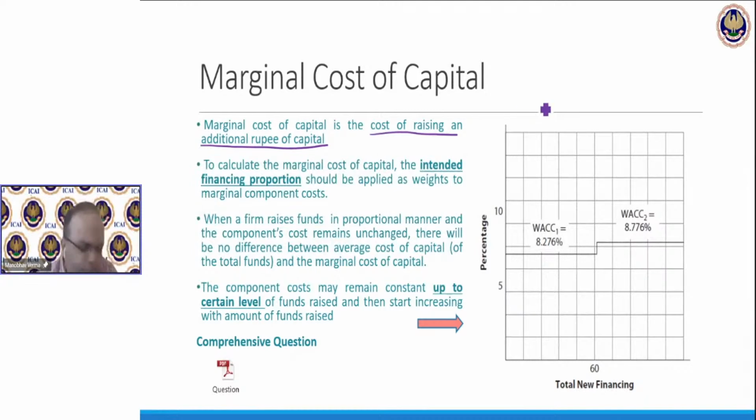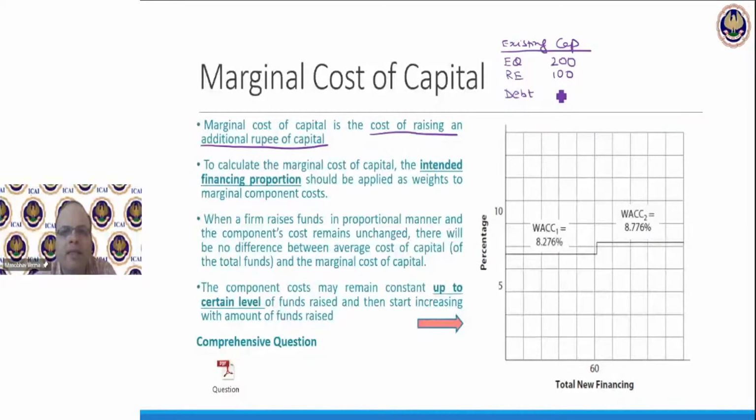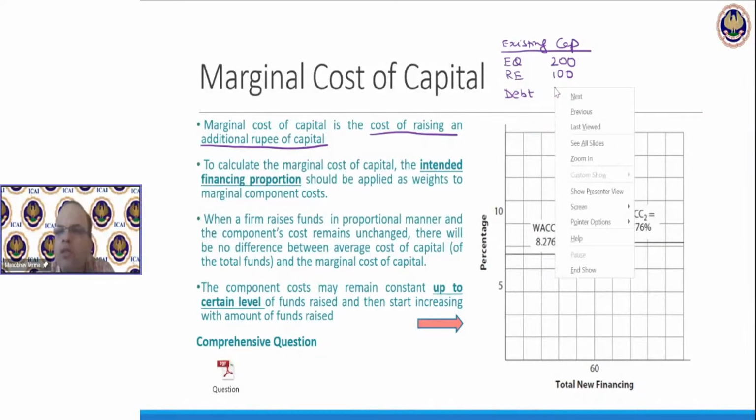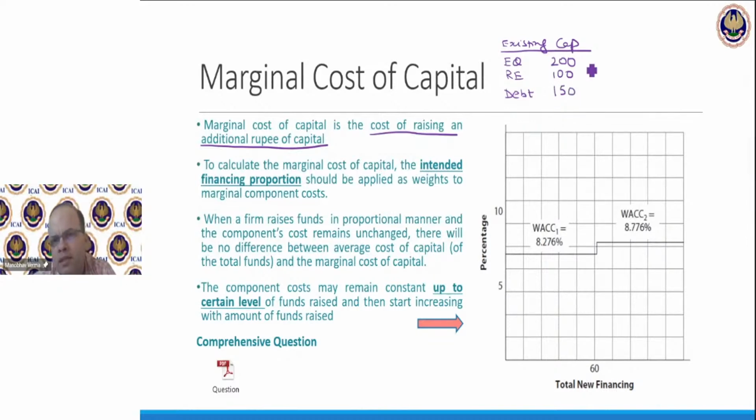Let me take an example. Existing capital structure. So what is the existing capital structure? Let's say I have an equity of 200. I have retained earnings of 100. I have a debt of probably, in this case, 150. So what we need to understand here is, I have a specific proportion, right?